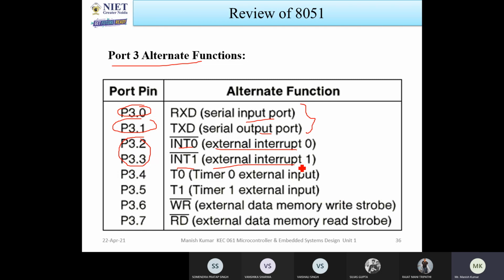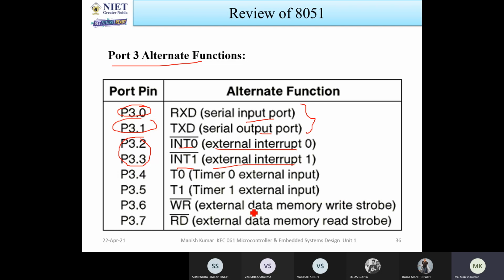It doesn't mean you can connect them anywhere. Except P3.2 and P3.3, we cannot connect an interrupt anywhere else. If you connect the interrupt elsewhere, the controller will not be able to read it. So whenever you want to use the interrupts, you have to use P3.2 and P3.3. I will discuss this in the lab.